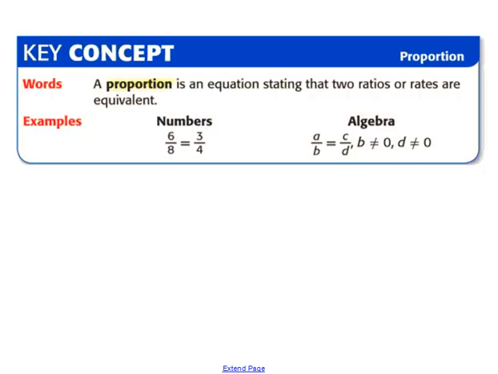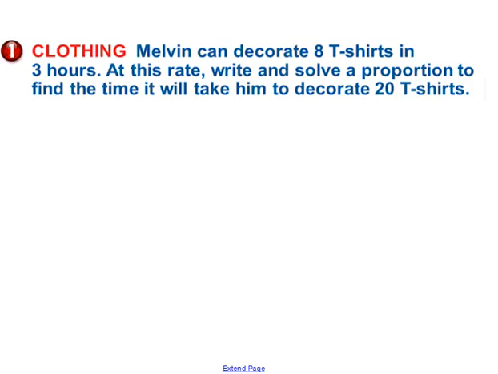Well, here's all that same thing, only in symbols. A proportion is an equation stating that 2 ratios or rates are equivalent. So here's a proportion, 6/8, and that's equivalent to 3/4. Or A divided by B is equal to C divided by D, provided B and D are not equal to 0. Well, let me show you an example. It'll make a lot more sense with an example.